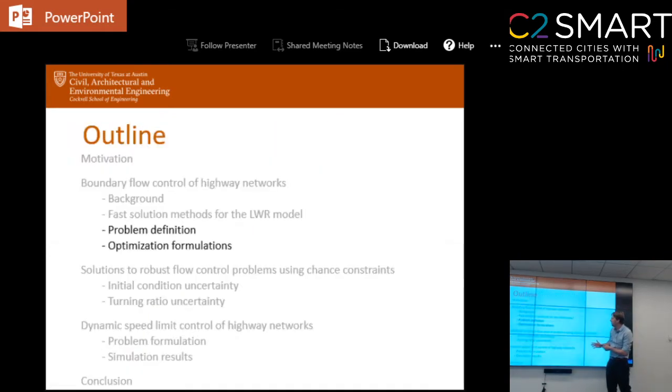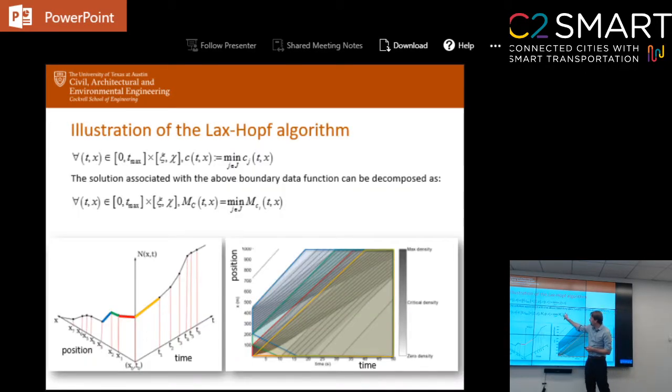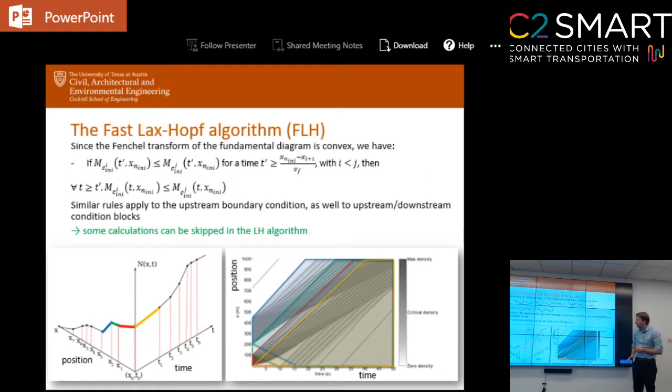And so here, sorry, let me just go back. Not evaluating every single one of these functions, you can a priori eliminate some of them. So that further improves the speed of the computational time.